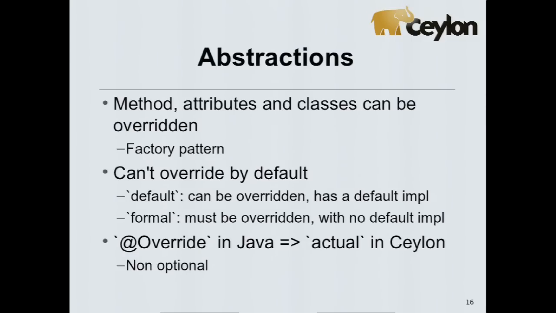One thing we changed, though, is that by default, a construct is not overridable. You can override it, but you have to specify that explicitly. If you've put a default implementation, then you just use the default keyword to say this stuff can be overridden by a subclass. If you don't have an actual implementation but want subclasses to implement it, then you use the formal keyword for that. So again, we want to be extremely explicit here. And when you override something, you need to say that is the actual implementation. So we use the actual keyword for that.